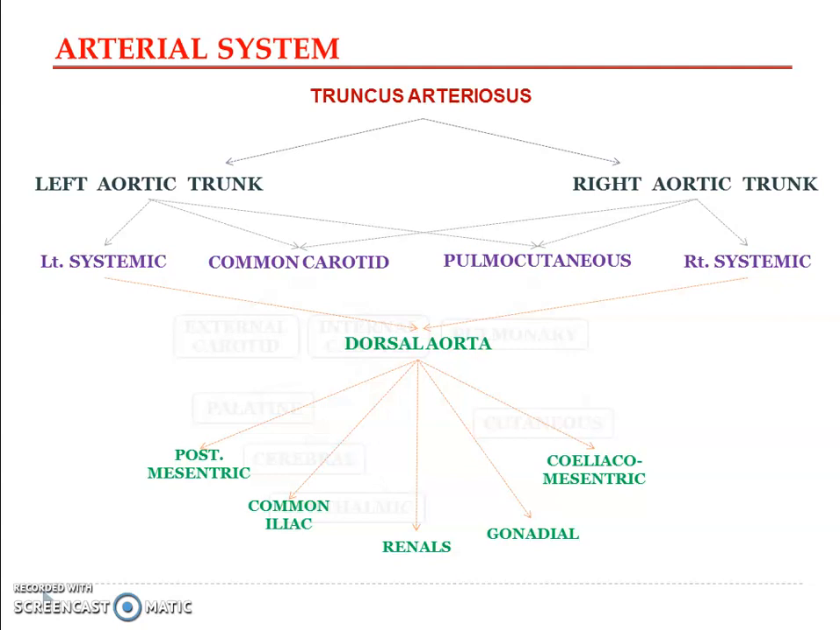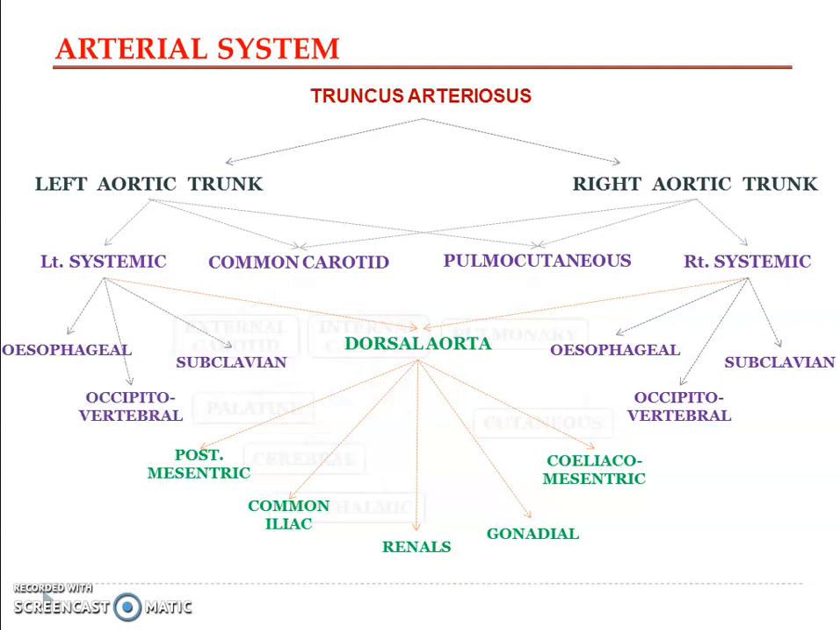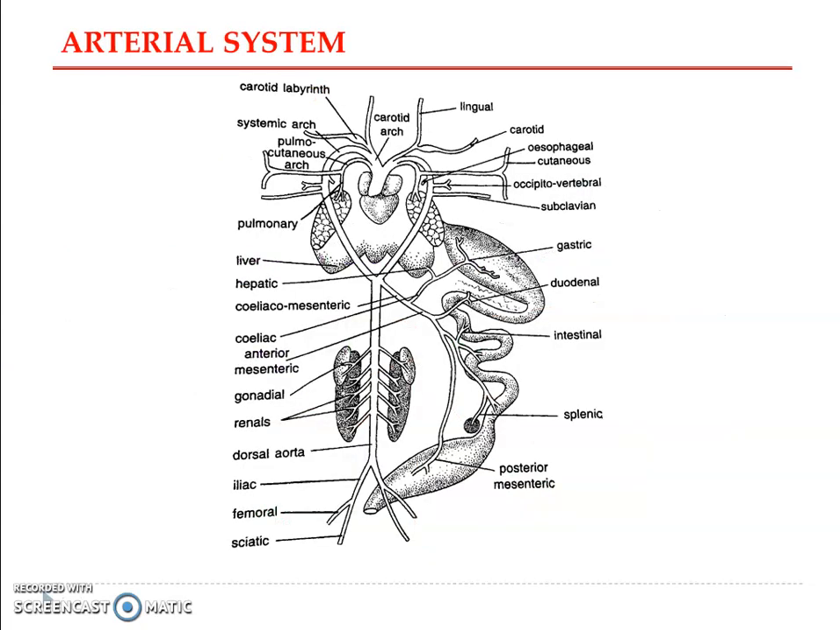Okay. Now, at the same time, as we have seen, the two systemic, the right and the left, before they join to form the dorsal aorta, give off branches on their way, that is the esophageal, occipitovertebral, and subclavian. Okay, so now we can see how the figure goes. This you have to study, it is important for the exam.